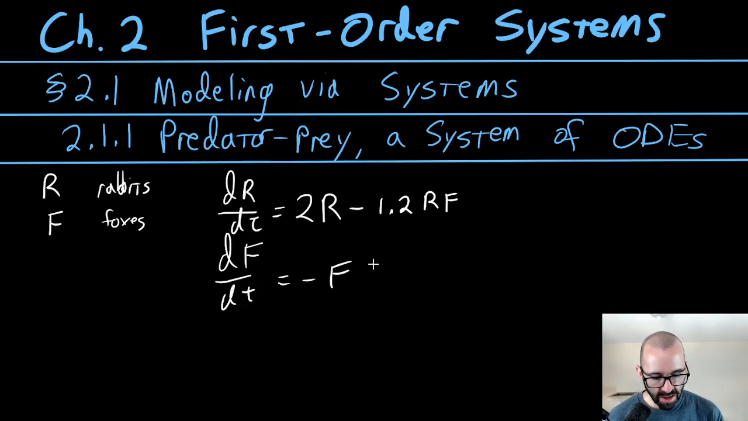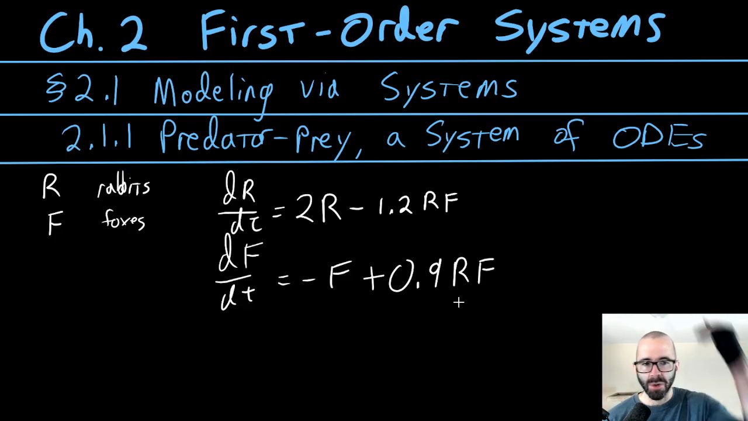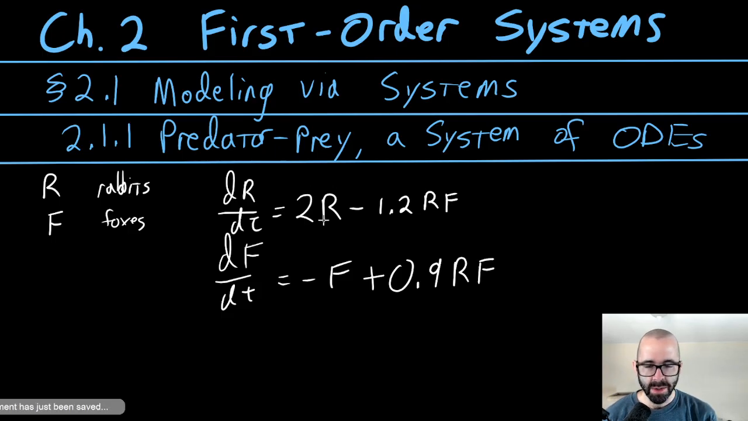And then, of course, there's some good news for the foxes. There's some parameter here that says, based on how many foxes and rabbits there are, the foxes are also going to be able to grow. They need rabbits to eat, and themselves to reproduce. Again, a pretty simple model. Rabbits are dying from foxes. Foxes are growing because of rabbits. Rabbits will grow exponentially if left alone. Foxes will die out if left alone.